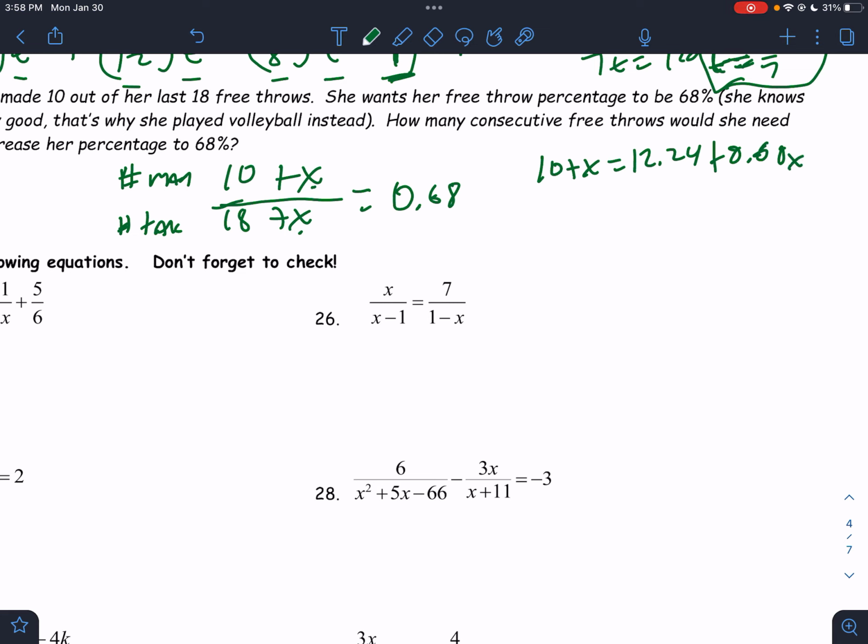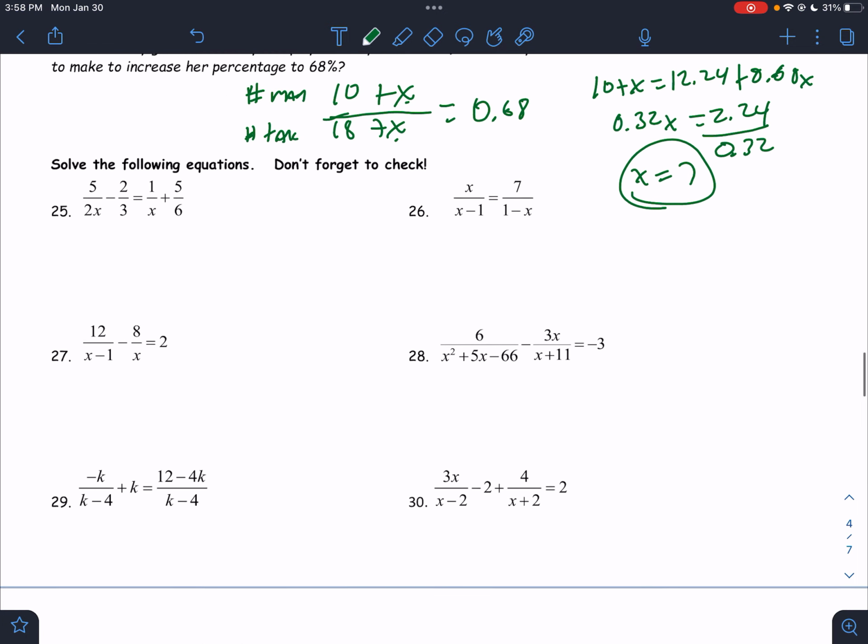So we get our x's on the same side. Subtract, that'd be 0.32x equals 2.24. Divide by 0.32. 2.24 divided by 0.32. And I get 7. She would need to make 7 consecutive shots to be at 68%.